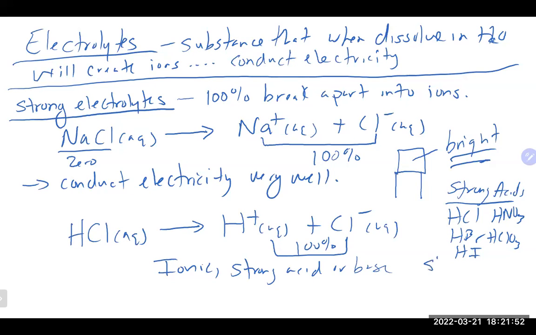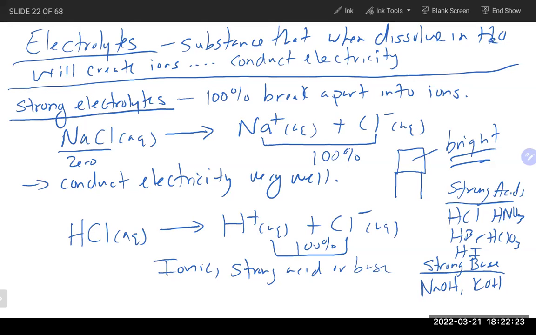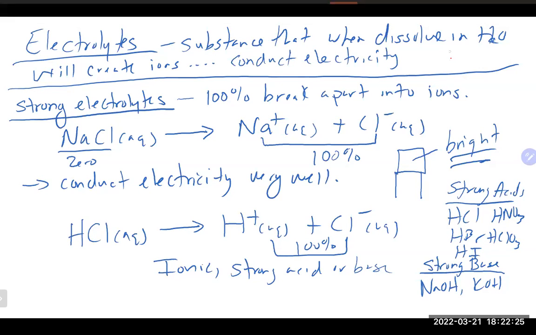Some strong bases are typically guys that have hydroxide in it, like sodium hydroxide, potassium hydroxide, calcium hydroxide. These guys 100% break apart in solution. They produce 100% ions. They will conduct electricity very, very well. Any question on strong electrolytes here? And again, anything that's typically an ionic compound, usually a strong electrolyte as well. How do you recognize a strong electrolyte? Well, one way is you've got something together on the left-hand side of the arrow.